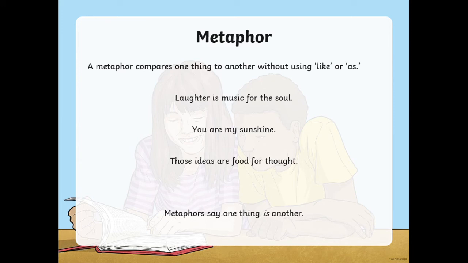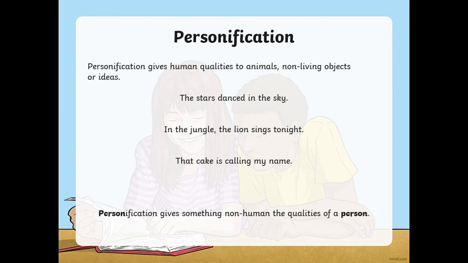So for example, laughter is music for the soul. You are my sunshine. Those ideas are food for thought. Metaphors say one thing is another. Personification. This gives human qualities to animals, non-living objects or ideas. The stars danced in the sky.